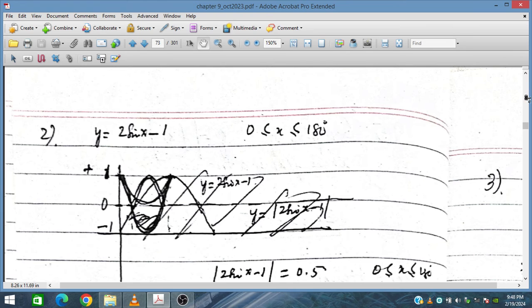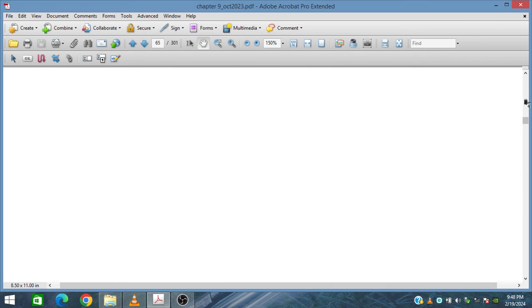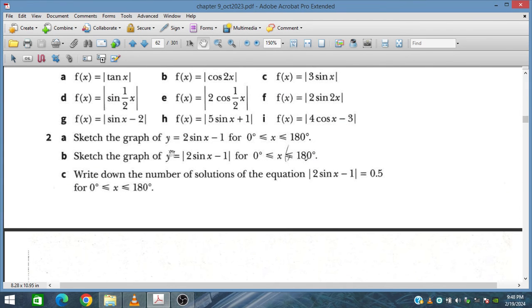Let's solve question number 2. Sketch the graph of 2 sin x minus 1 from 0 to 180 degrees. Sketch the graph of the modulus of this for 0 to 180 degrees. Write down the number of solutions of the equation modulus of 2 sin x minus 1 equal to 0.5 for 0 to 180 degrees. So we will solve this. We'll plot this and then its modulus value, and finally equate it with 0.5 to give the number of solutions.